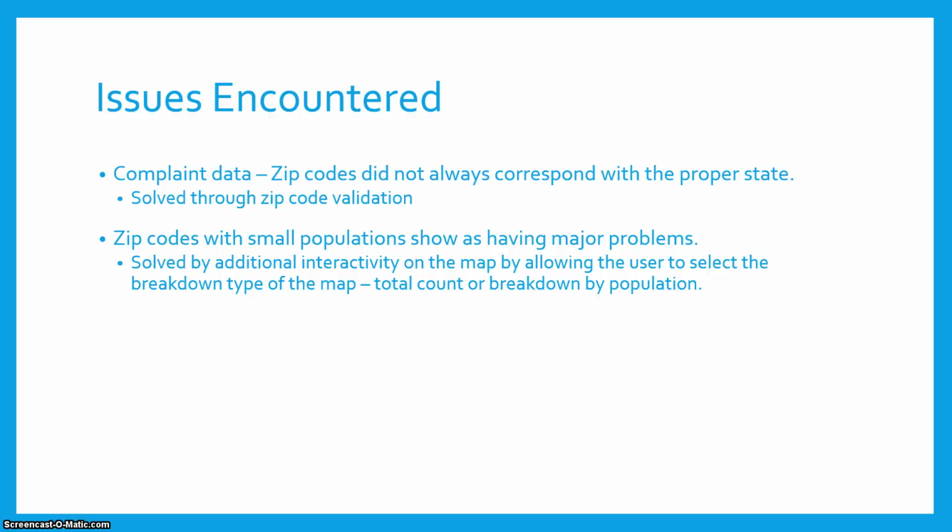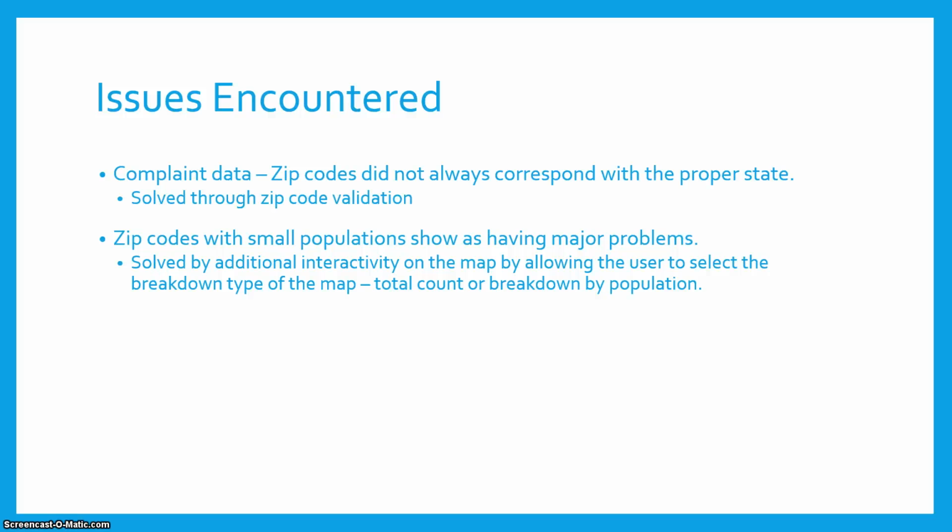There were two major issues that we encountered when creating this dashboard. First, there was a lot of complaint data where the state that the complaint was logged in did not match the zip code that it was logged in also. For example, a zip code in California in some instances was showing as being in the state of Alaska. As a result, we used census data to match zip codes to states and only allowed data where the zip code and the state matched.